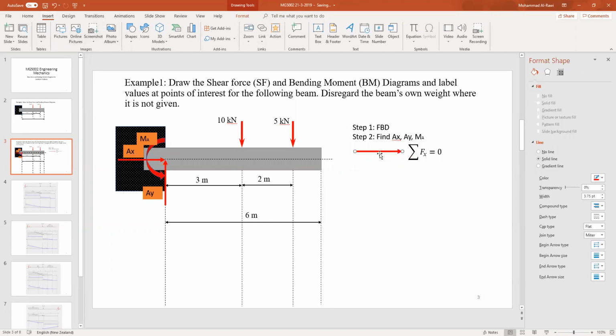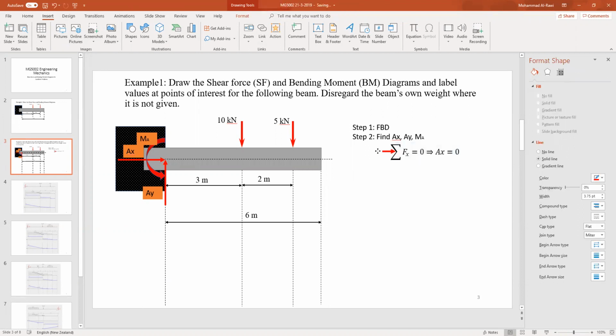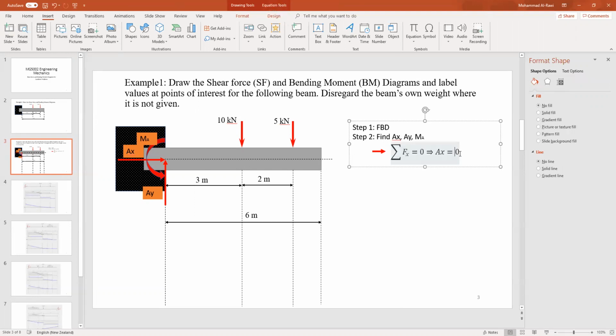So I'll say this is my positive x. It's very important because I want to know what you're trying to achieve here. Then it's very good to demonstrate all the solutions. This will lead to Ax equals 0 because there are no forces to be supported in x. If there were support, like if the 5 kilonewtons is inclined with an angle, definitely the Ax will be active and will be doing the job. So at the moment it is not active. That's the meaning of it.